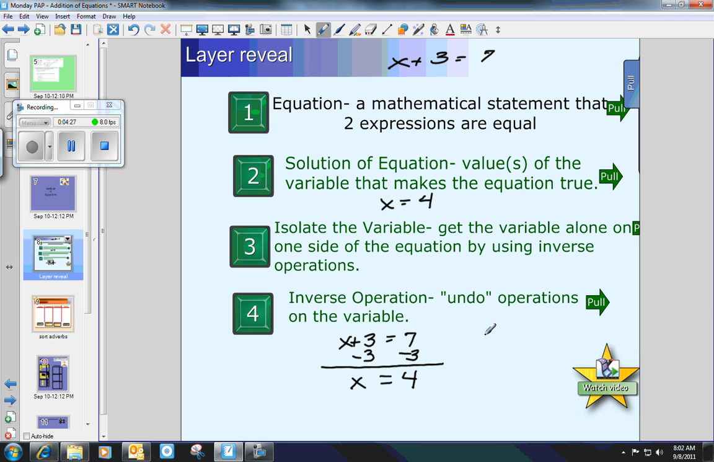Another way that you could do it, x plus 3 equals 7. You can also write x plus 3 minus 3 equals 7 minus 3. Whichever way is easier for you to do. This can get a little confusing with the plus and minus in here. And then we would do x plus 3 minus 3 is 0, so we'll leave that off, equals, and then 7 minus 3 is 4. So those are two ways that you could show your work.